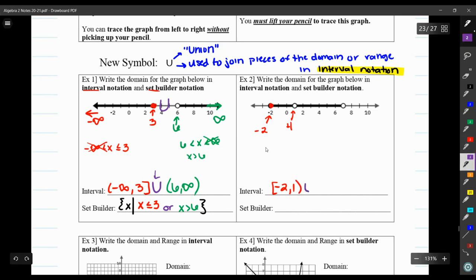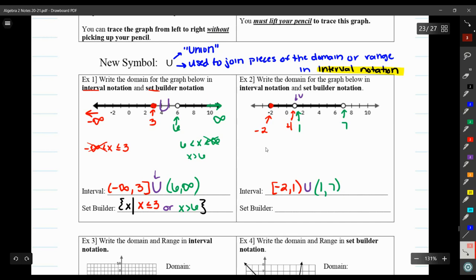Then I have to jump over the 1. I cannot include the 1, so this is where I'm going to place my union, right here. Now on the second half, I'm starting at that same number. That's my low end of the other half, but I need another parenthesis. And then I have a stopping value of 7, which also has a parenthesis because it's an open circle.